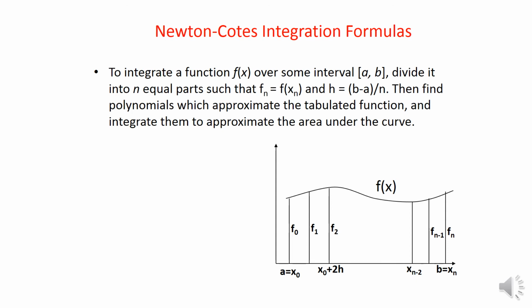To integrate a function f(x) over some interval ab, where a and b are included, divide it into n equal parts such that fn is equal to f(xn) and h is equal to (b minus a) upon n. This we have seen in this figure also, that n parts we have taken, and fn is equal to f(xn), h is (b minus a) upon n, n is the number of parts. Then find a polynomial which approximates the tabulated function and integrate it to approximate the area under the curve.